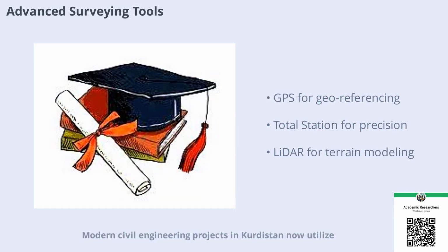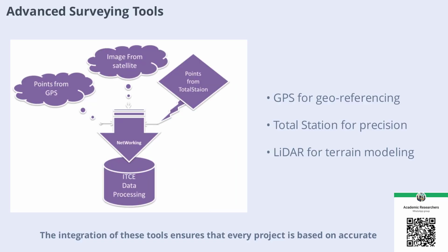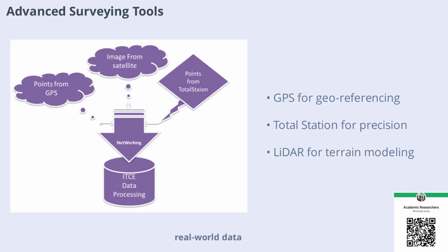Modern civil engineering projects in Kurdistan now utilize a combination of ground-based and satellite-based surveying technologies. Garmin GPS receivers collect georeference points, while Leica total station instruments provide high-precision measurements. LiDAR scanning is used in select projects to capture dense point clouds for terrain modeling. All this data is processed in AutoCAD Civil 3D, allowing for detailed surface modeling and design. The integration of these tools ensures that every project is based on accurate, real-world data.